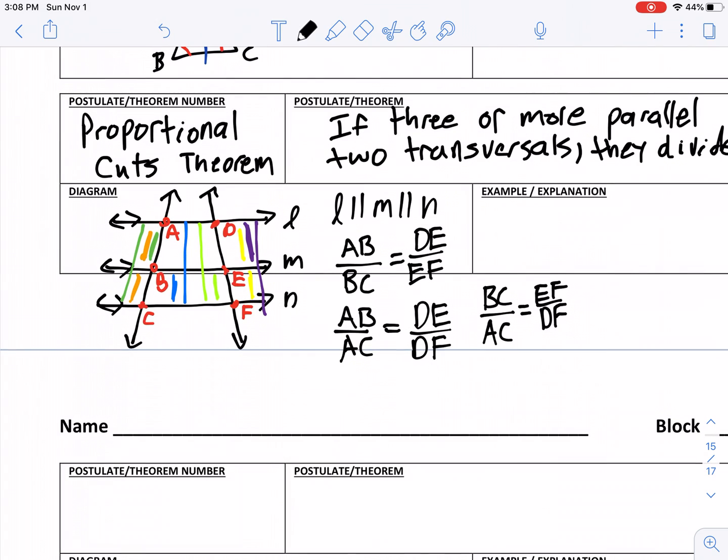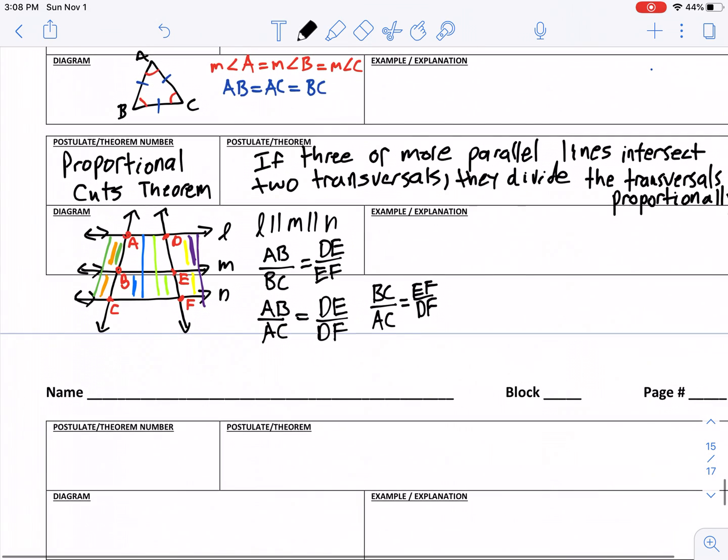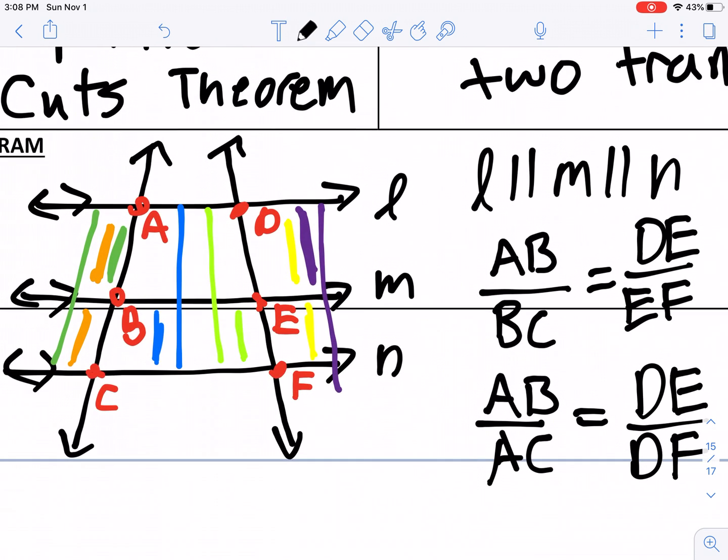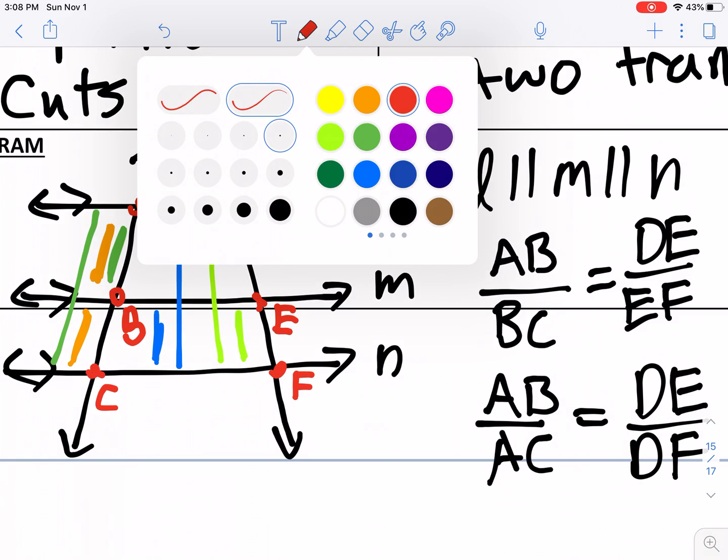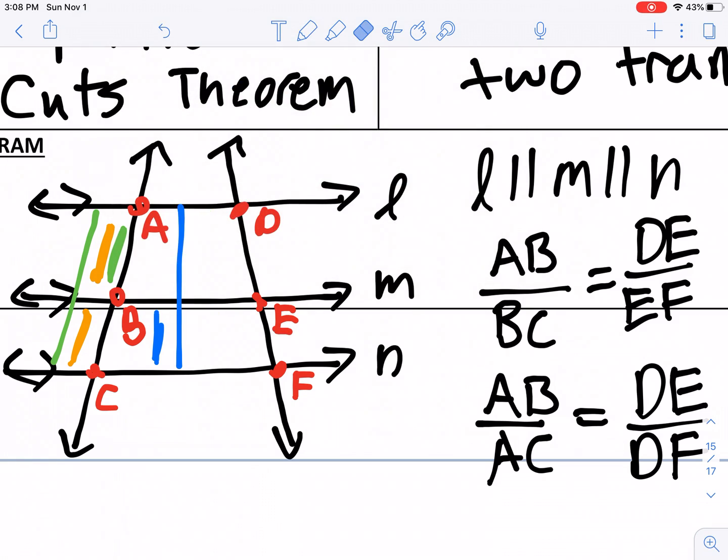So that's all it's saying there, guys, is that if three or more parallel lines are intersected by two transversals, it divides the transversals proportionally. In other words, the ratios between corresponding parts would be the same. For your purpose, you don't have to have all these middle lines in there. I just wanted you to be able to see what was proportional and what was not.